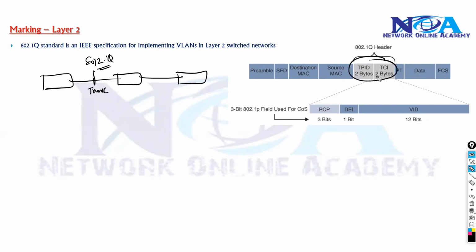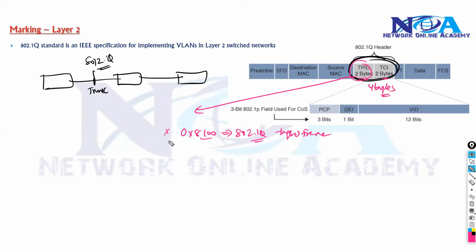Now, in that, you will see there is an 802.1Q header present. It includes 2 bytes and 2 bytes. In total, there are 4 bytes of header which will be added. And there is something called the TPID value. Generally, this value will be 0x8100, which represents that this particular header is carrying the 802.1Q tagged frame. Anyway, this has nothing to do with the marking here, so we are not going to use this.